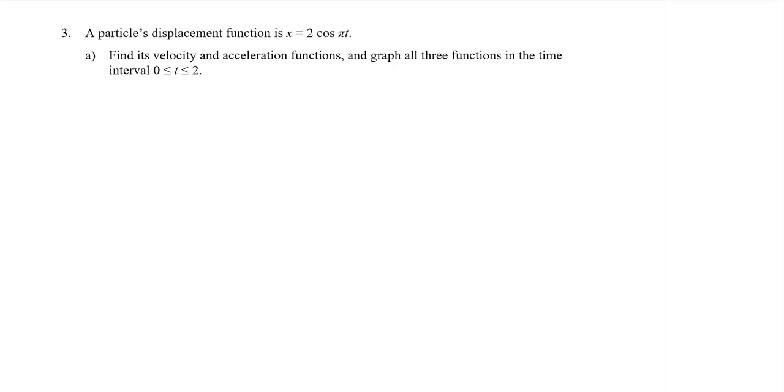Find its acceleration and velocity as functions, and then graph all three functions for the interval of time between 0 and 2. Okay, all three equations. The first equation is the displacement, which we've been given. Okay, it was x equals cos t.